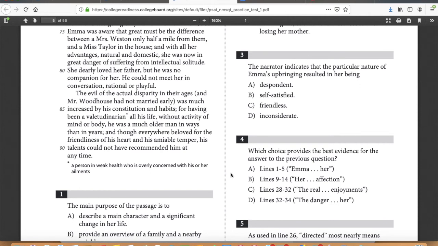So it says, he's beloved for the friendliness of his heart and his amiable temper. His talents could not have recommended him at any time. What the author means there is his talents could not have recommended him socially at any time. Like, he's a nice guy, but that's it. And he's just not on the same level as Emma. Does that make sense? Yes. Any questions about this?